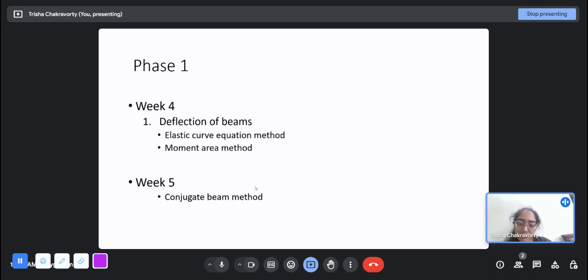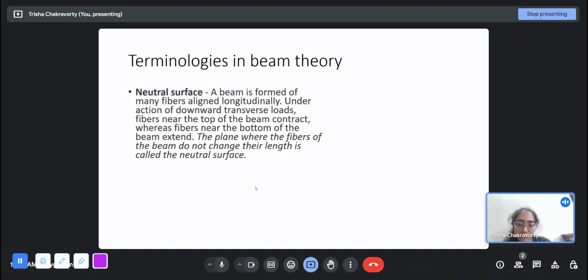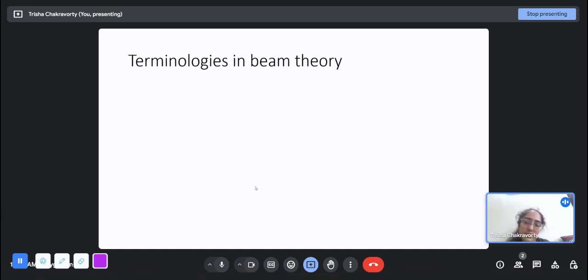Then, the way we looked at deflection of trusses, we also have to look at deflection of beams. There are three methods mainly: elastic curve equation method, moment area method, and conjugate beam method. These are the terminologies in beam theory; we need some basics and some assumptions that we use.